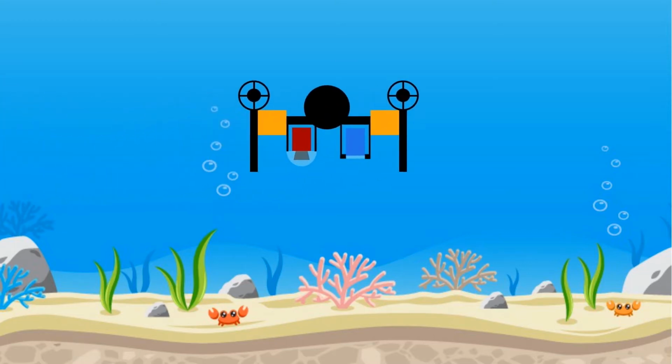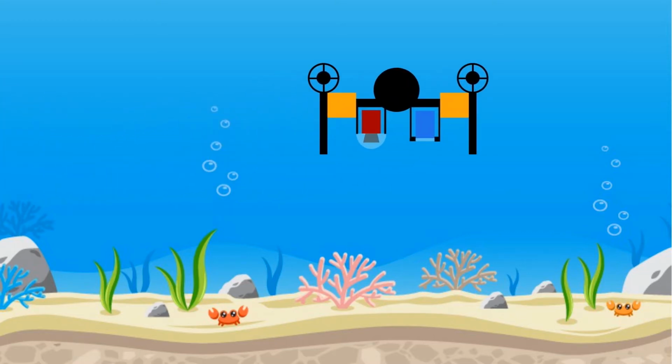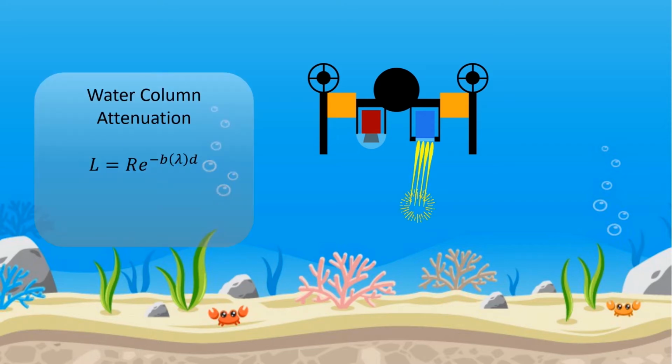Let's say we have an underwater vehicle outfitted with a downward-facing camera and strobe for imaging the seabed. Assuming the only source of light is the vehicle-equipped lighting, the image formation process starts with a burst of light when the strobe is activated. As the light propagates through the water column, some amount is attenuated due to absorption and scattering events. The attenuation is described by an exponential function where r is the initial irradiance from the strobe, b of lambda is the wavelength-dependent attenuation coefficient, and d is the distance the light propagates.